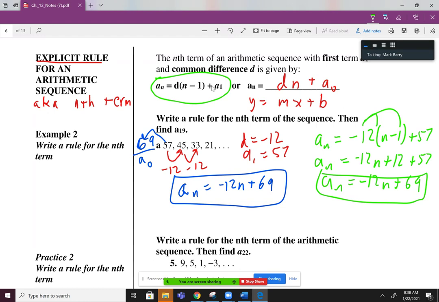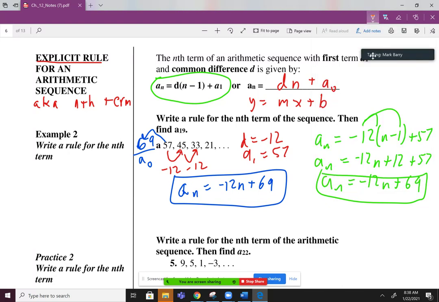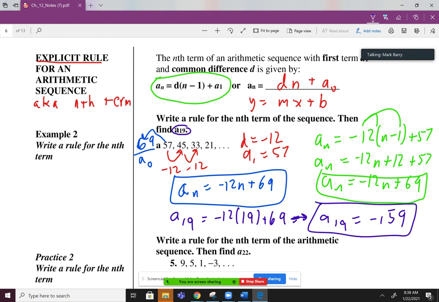One more question here, or the last part of this question is right here, where it says, what is a sub 19? So that's why writing an explicit formula is so nice, because now if we want a sub 19, we can just plug in a 19 for n. I'm just going to use a calculator for this. So we get negative 12 times 19 plus 69. That gives us negative 159, okay? Awesome.